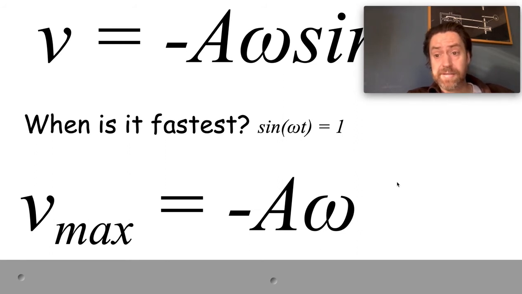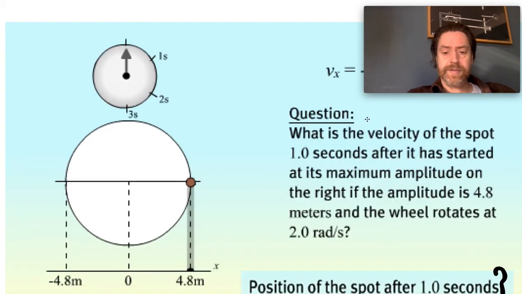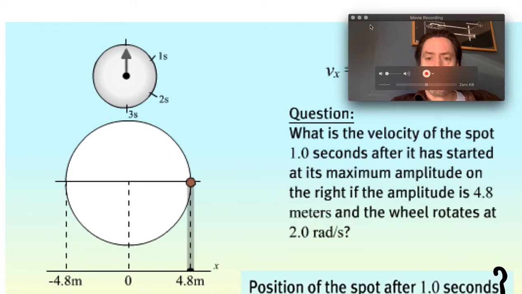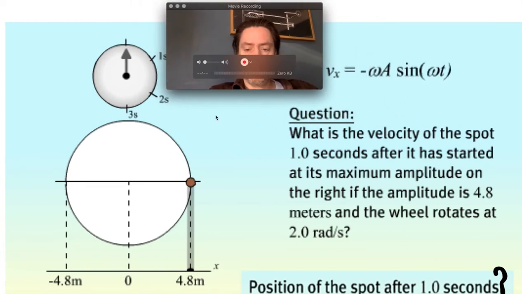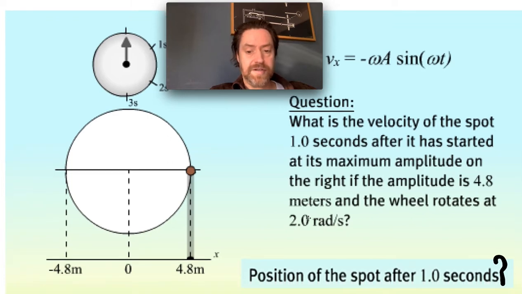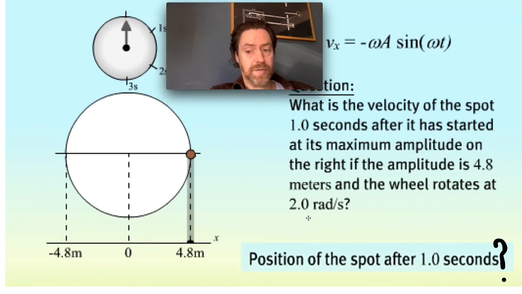Okay, let's try a little practice example, just like we had a minute ago. So this time the question is, what is the velocity of the spot? So again, it's a shadow that's being cast on the wall, 1 second after it started at its maximum amplitude on the right at 4.8 meters, and the wheel rotates at 2 radians per second. So first question, what is its velocity? Second question, what is its position after 1 second? Work that out, please.